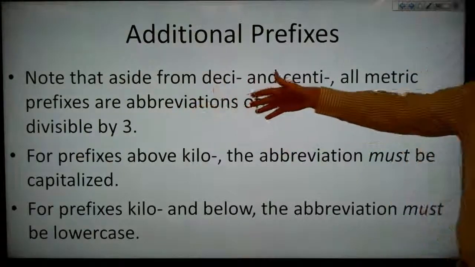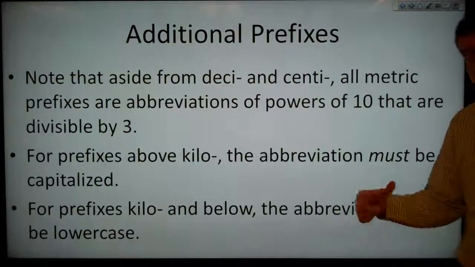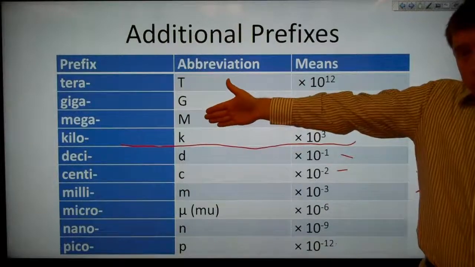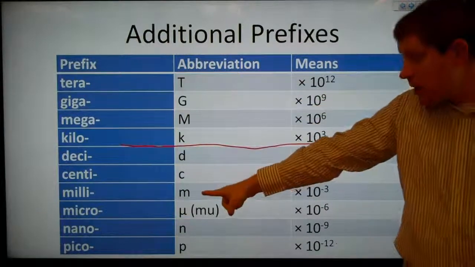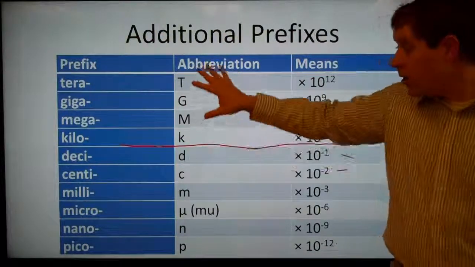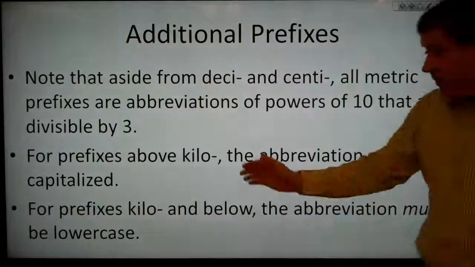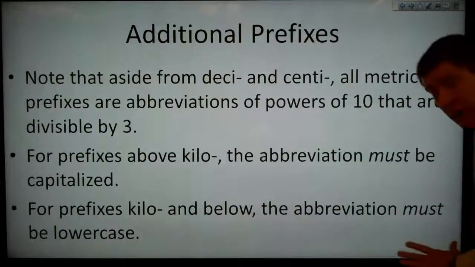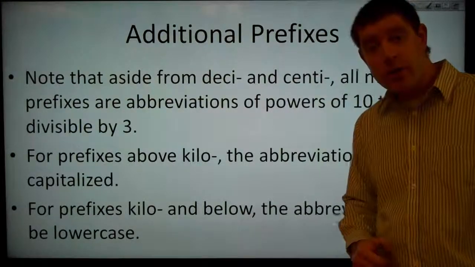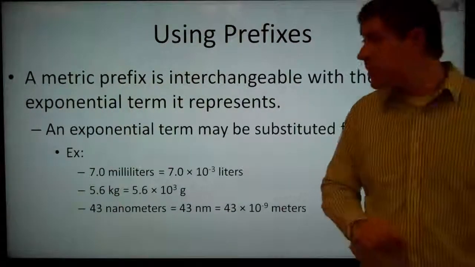So for the prefixes above kilo, the abbreviation has to be capitalized. If you don't write mega as an uppercase M, then it appears to be milli, which is the lowercase m. So again, all of the big units except for kilo have to be capitalized. For prefixes kilo and below, the abbreviation must be lowercase, because if you capitalize milli for millimeter, you've now turned it into megameter. And so you've changed what that prefix is.